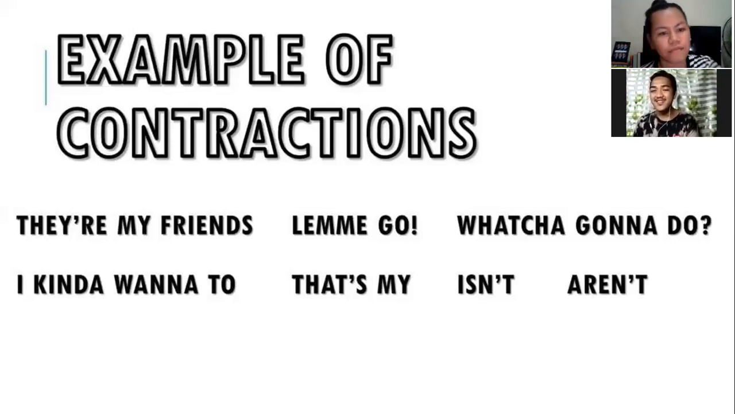What's the next one? "Kinda wanted to," which is "kind of wanted to." Then "that's my," instead of "that is my." Then "isn't" or "aren't," which can be "is not" and "are not." Those are contractions. You omit letters and merge two words into one. Okay, so moving on.